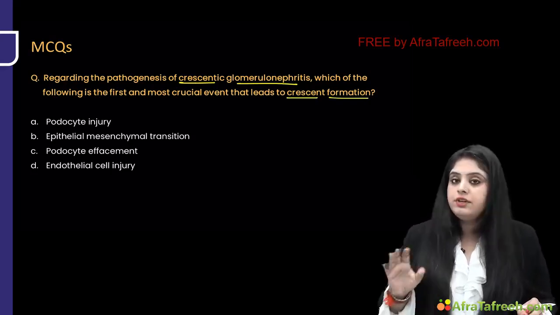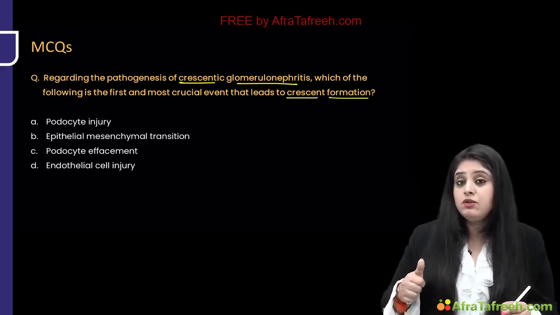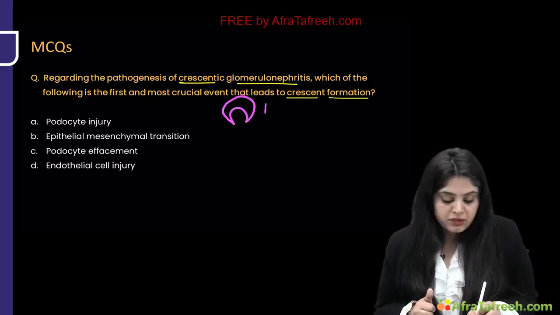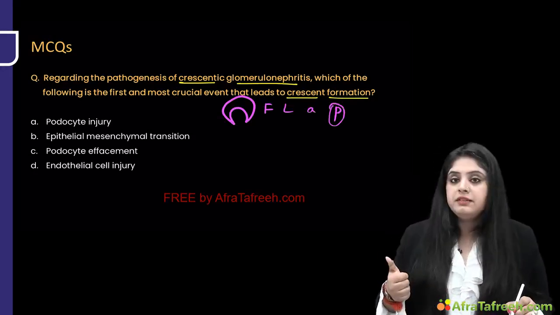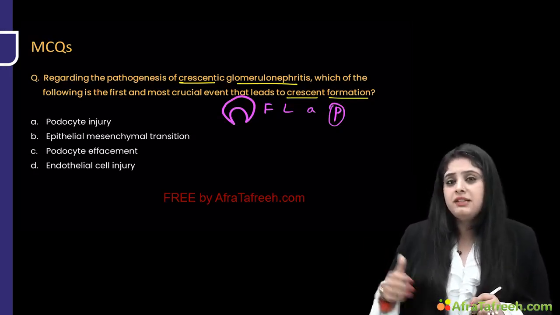Now guys, you already know what a crescent was. This is an indirect question, so you have to be very, very cautious while answering it. What was a crescent made up of? Crescent was made up of flap, if you remember. Means it had parietal epithelial cells. So it can't be associated with, the parietal is outermost.